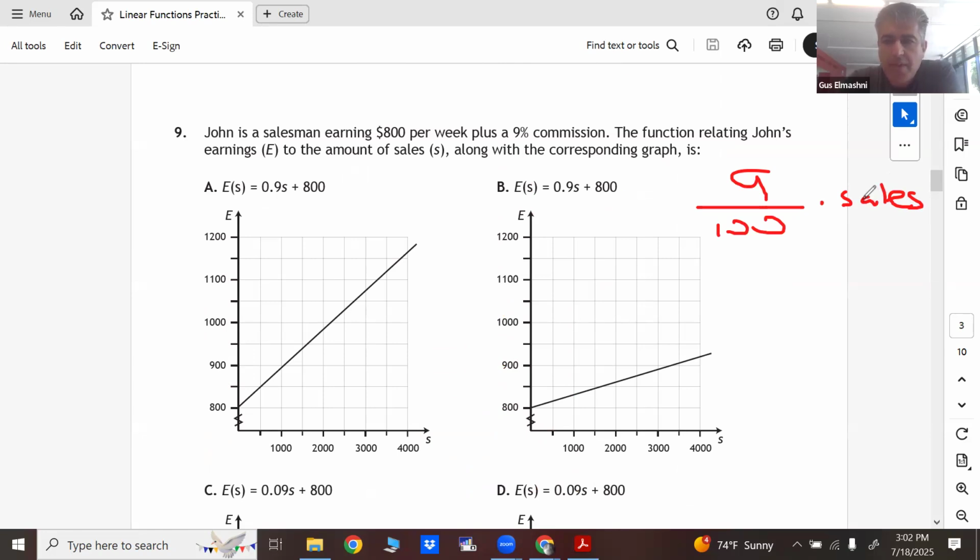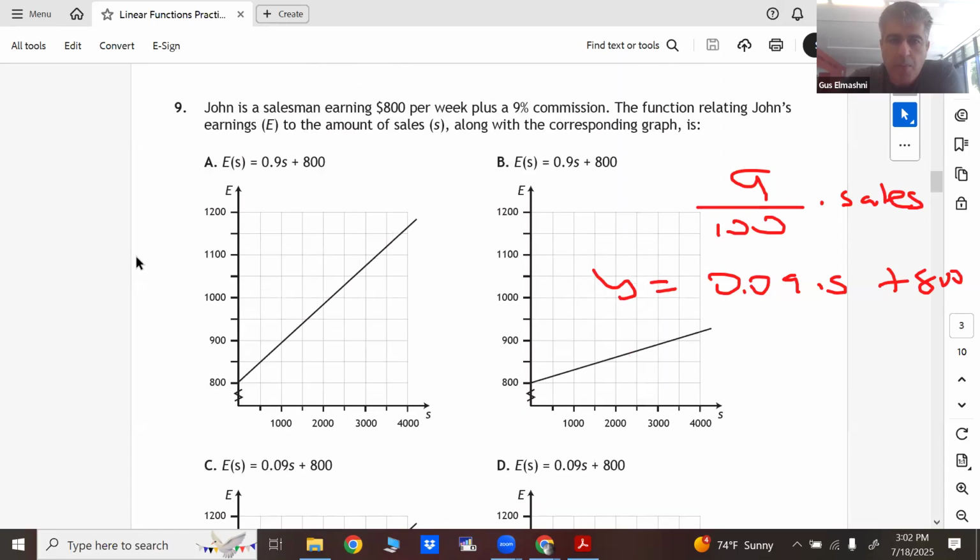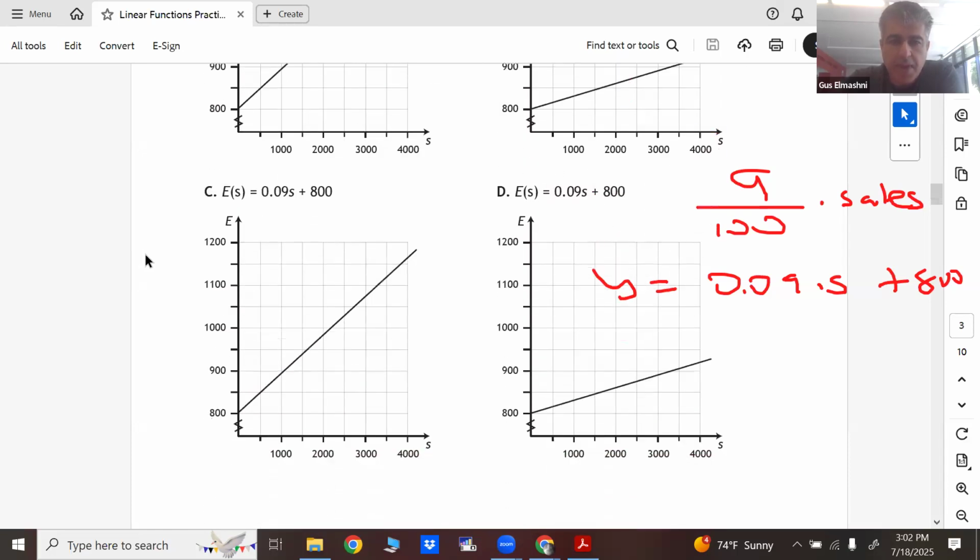So we want to rise 9 and run 100, or do 0.09 times s. And we start with $800, and that's what y will equal. That will be all of our money. So you've got to start at 800, which all of them do. But you want 0.09, so it's going to be C or D. And you want one that shows that correctly.